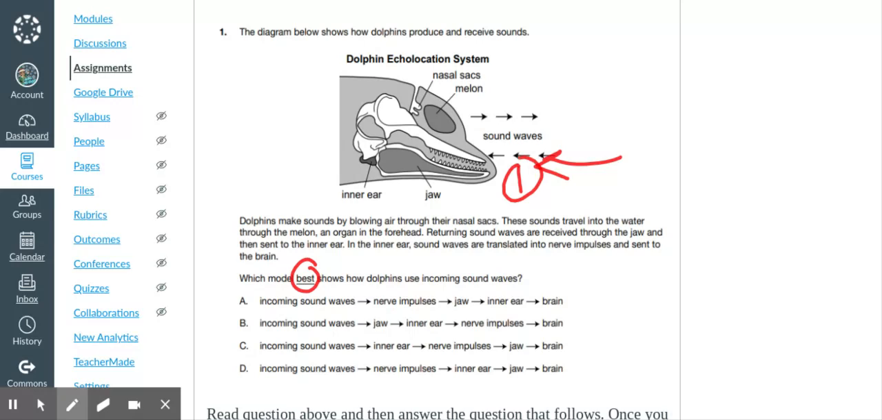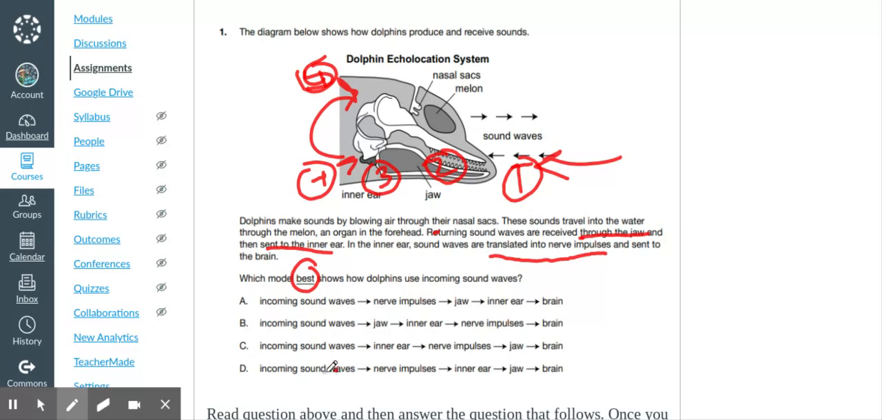Then it says the returning sound waves are received through the jaw. So first it goes returning, and then the second is the jaw. And then they're sent to the inner ear, which is third. Right? And then in the inner ear, they're translated into nerve impulses and then sent to the brain. Well, I guess that would be 5 because the nerve impulses would be 4 and then the brain would be 5.